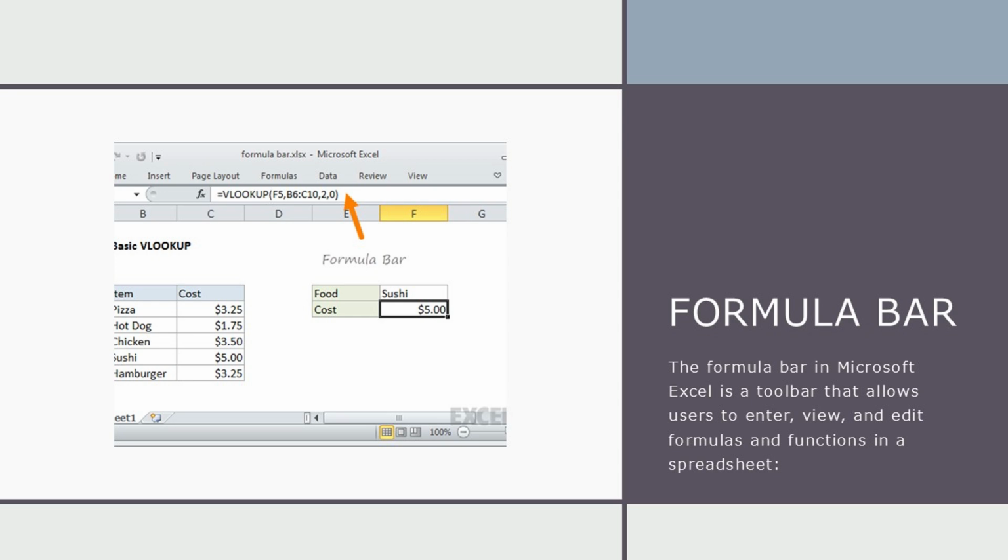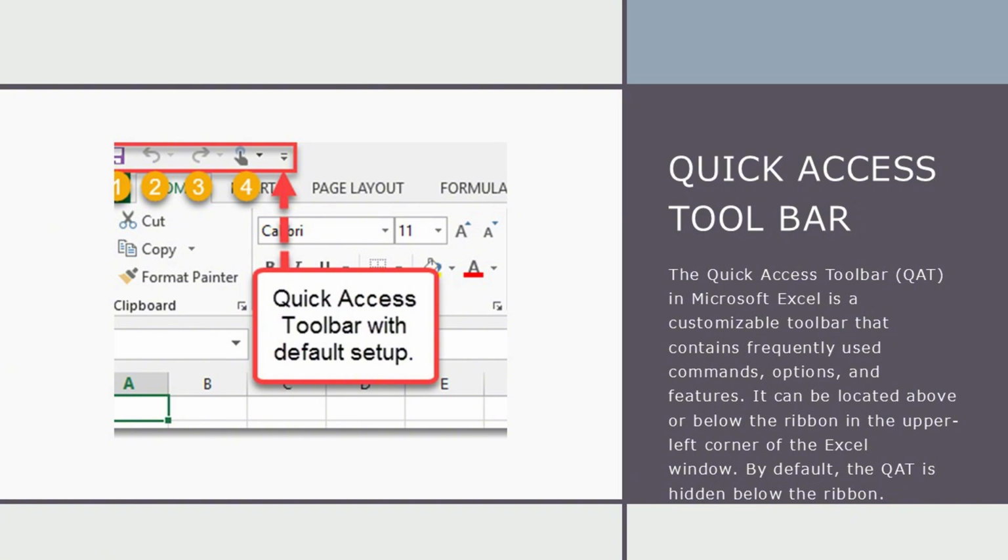Screen components. Formula bar. The formula bar in Microsoft Excel is a toolbar that allows users to enter, view, and edit formulas and functions in a spreadsheet. Quick Access Toolbar. The Quick Access Toolbar in Microsoft Excel is a customizable toolbar that contains frequently used commands, options, and features. It can be located above or below the ribbon in the upper left corner of the Excel window. By default, the Quick Access Toolbar is hidden below the ribbon.